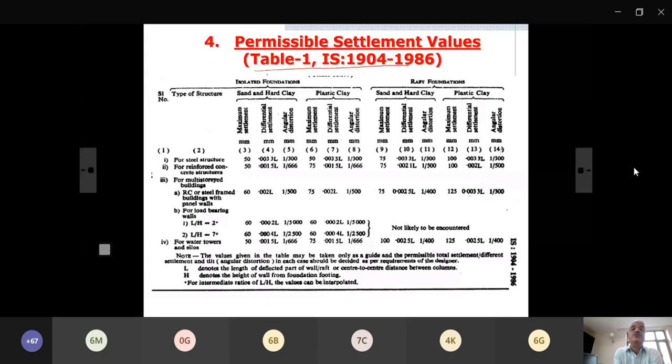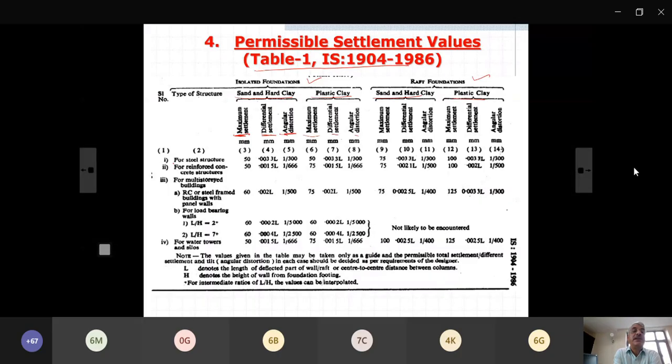This gives you permissible settlement for isolated footings, for raft footing, then again for sand and hard clay, plastic clay. Everything gives maximum settlement, differential settlement, and angular distortion, because angular distortion is more important. If your structure is very long, even a small differential settlement will create a large angular distortion, whereas in a small one, even small differential will create more angular distortion. So all these three values are given.